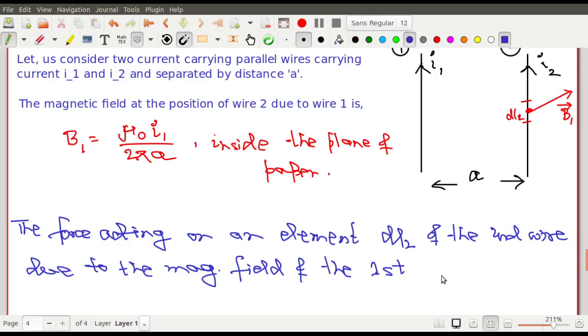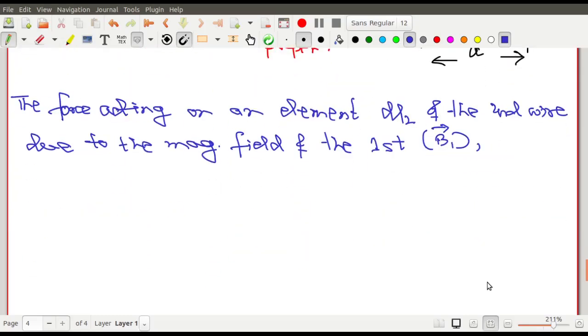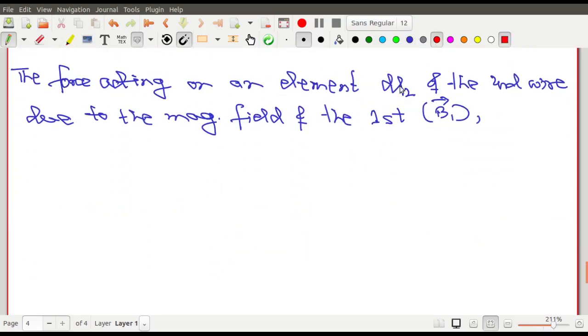Due to the magnetic field of the first, meaning which one? B1. So the magnetic field is provided by whom? It is provided by the first one. And who experiences the force? The second one. Here there is no external magnetic field. The magnetic field is due to the first one. And now due to the Lorentz force, the second will definitely experience a force. And that force, if I call it dF, what will its expression be? The basic expression is I dl cross B. Who gives the magnetic field?